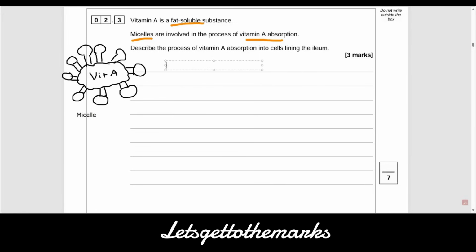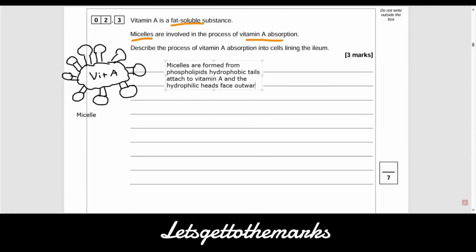So this is a micelle. So I'm going to write micelles are formed from phospholipids, with hydrophobic tails attached to vitamin A because it's fat soluble, and the hydrophilic heads face outwards. You don't really need to write all this, you can just say micelles are formed from phospholipids, but I'm just overdoing it.